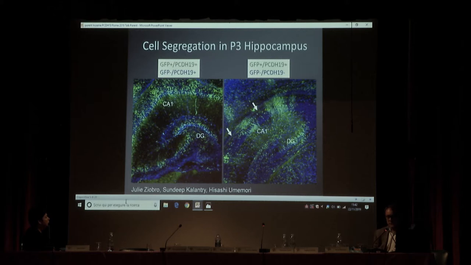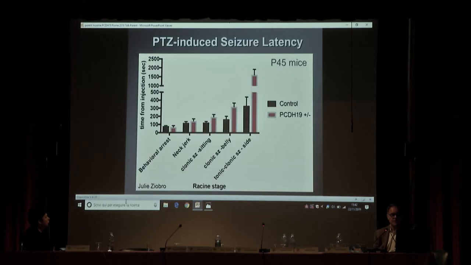Julie is starting to look at seizures in the mice, and it's early days. These are 45-day-old mice, and she tested with pentylenetetrazole to look at seizure threshold. This is a modified Racine scale with mild seizures and more severe seizures, and this is time from injection. In red are the mixed wild-type and knockout, and the controls are in black. To our surprise, we saw increased latencies, suggesting seizure resistance. We don't know why that is.